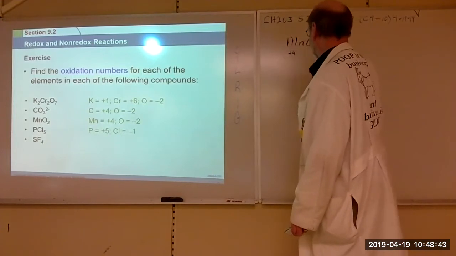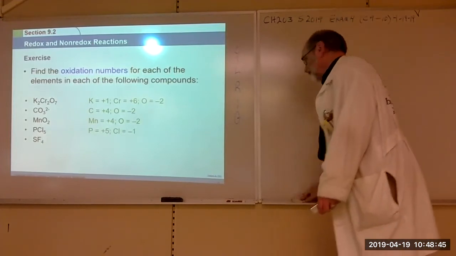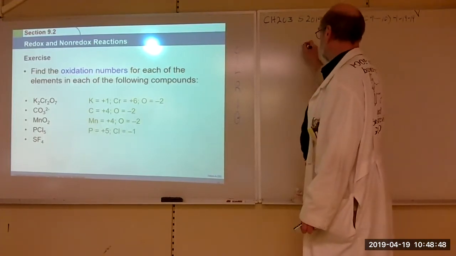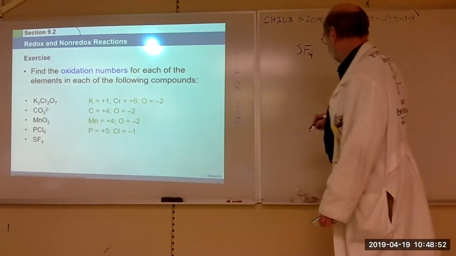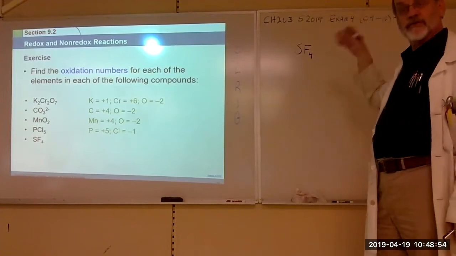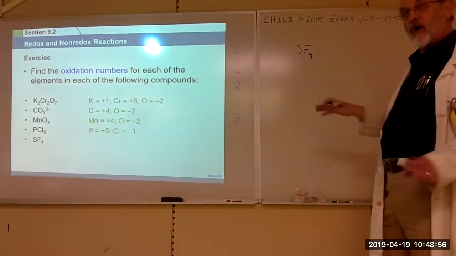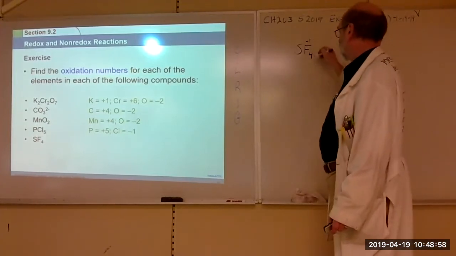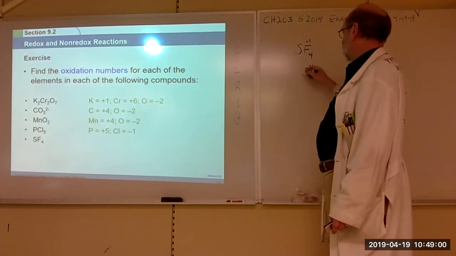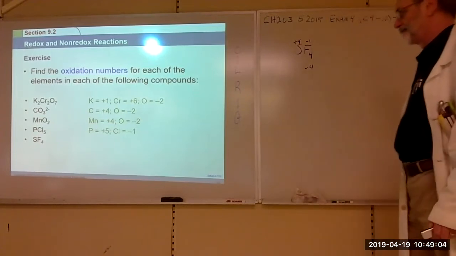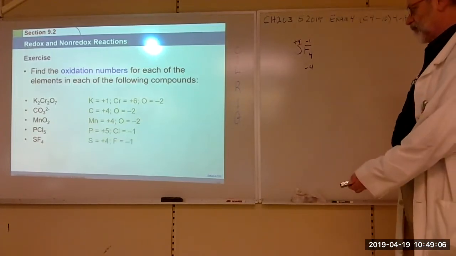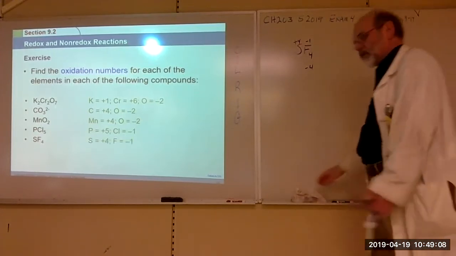How about sulfur tetrachloride? Which one do we go to here? I go to the chlorine first, because halogens are always -1. So -4 has to be balanced. That means sulfur has to be +4. There you go. Okay?